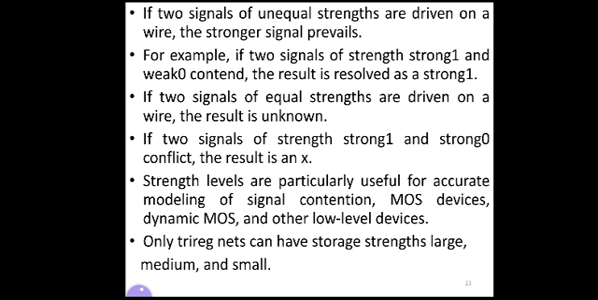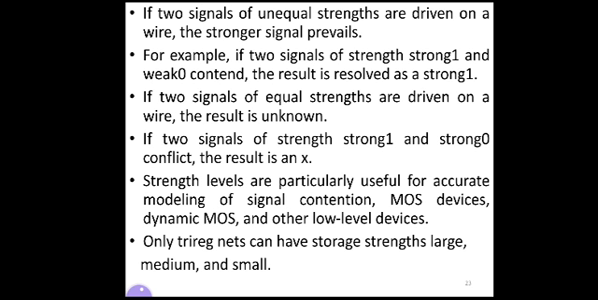One more example. Suppose two signals of equal strengths are driven on a wire, both with the same strength, then the result is unknown. Nobody wins here, neither the first signal nor the second signal, because both signals have the same strength. That's why the result is unknown.